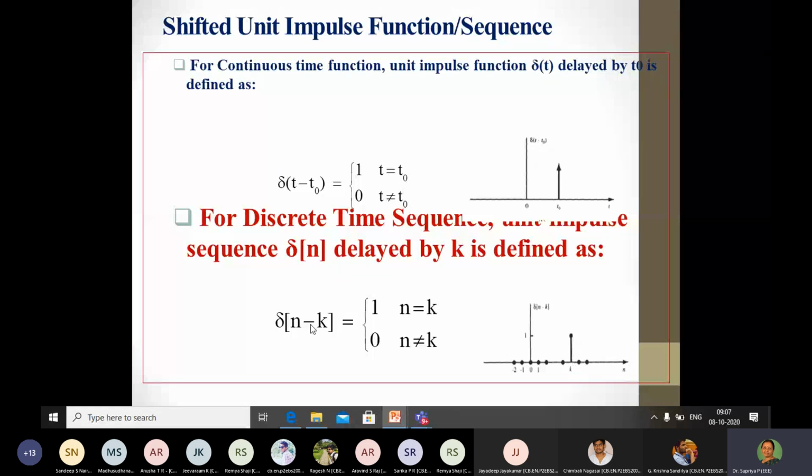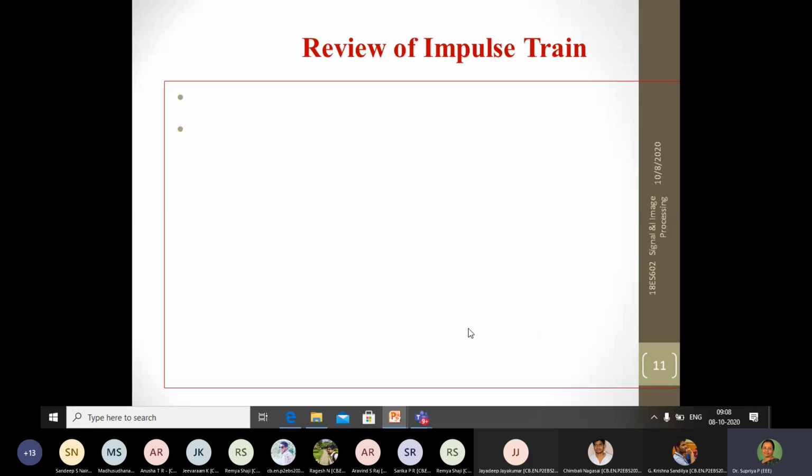On the other hand, if it was plus K, I mentioned that the shift would have been on the left hand side of the time axis. So with this base, we are just considering what would be an impulse train. Impulse train was introduced last class, and it was mentioned that it is delta t minus k into t naught.